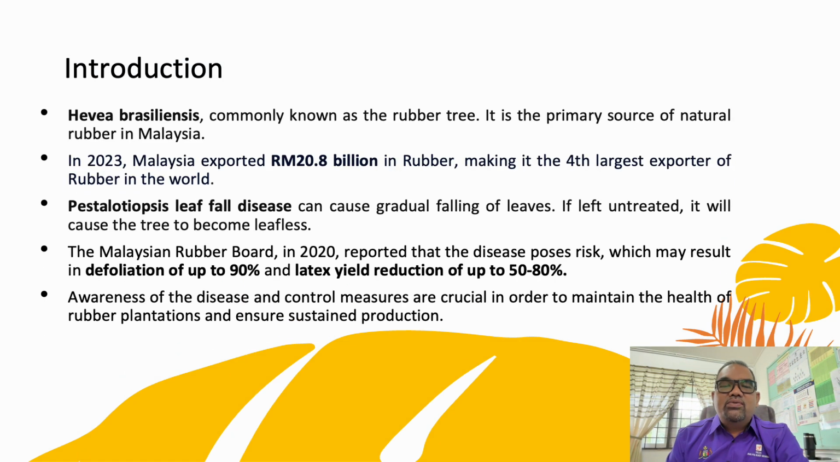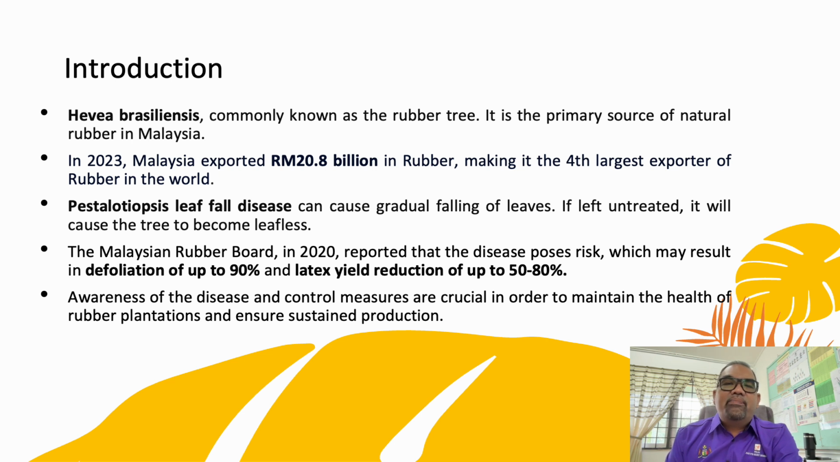As we all know, Hevea brasiliensis, commonly known as the rubber tree, is vital for natural rubber production, especially in Malaysia. In 2023, Malaysia was the fourth largest exporter of rubber globally, with exports worth 20.8 billion ringgit.